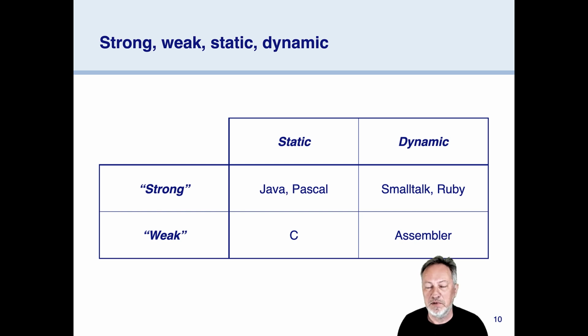Same happens when you write assembly code and you're sloppy about your types. But most mainstream languages nowadays are strongly typed. The only important distinction is whether they are statically or dynamically typed.